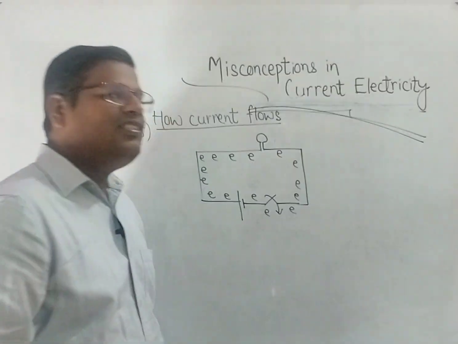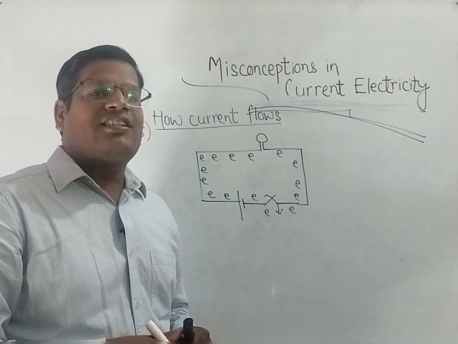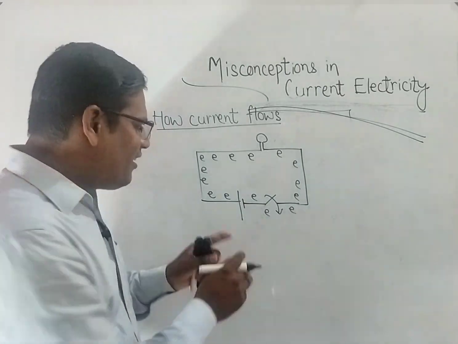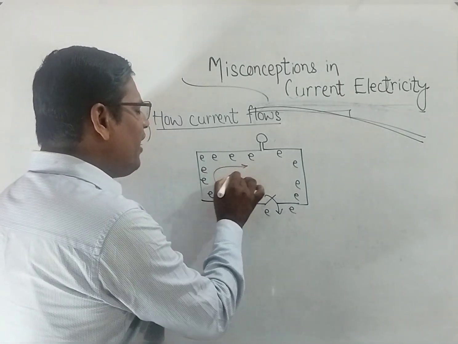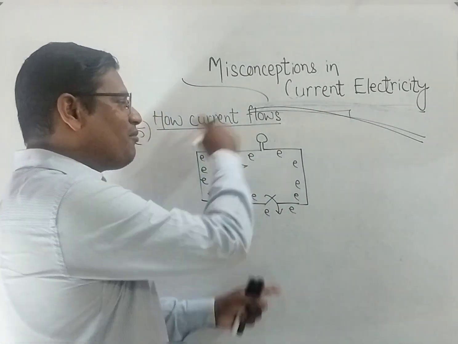But when you switch it on, in addition to those random velocities, the electrons start drifting. That means when you switch it on, current has to flow like this. That means the electrons have to flow like this. So the electrons flow like this.